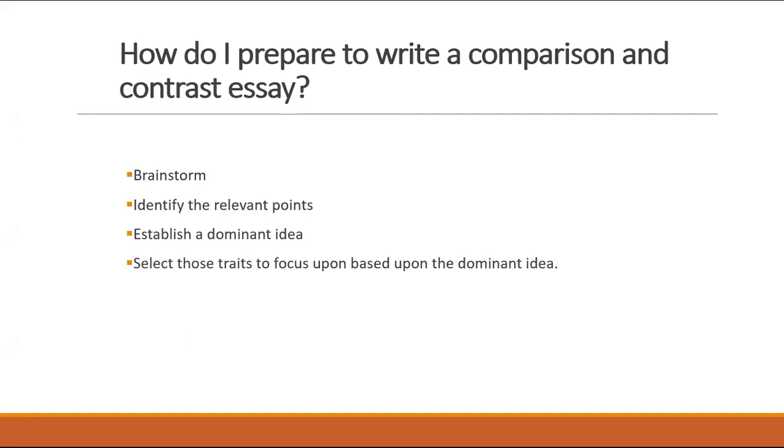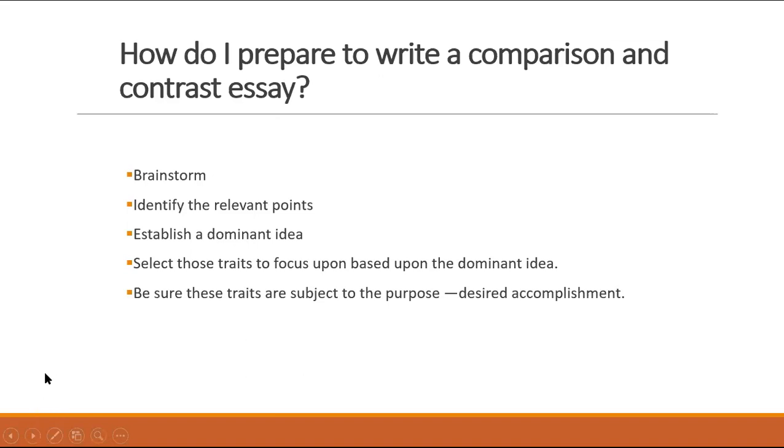Select those traits to focus upon based upon the dominant idea, right? So whichever idea you want to support, you should select the traits to go with the dominant idea. Be sure these traits are subject to the purpose or desired accomplishment, right? When we talk about traits, that means qualities or characteristics of two objects that are going to be compared. And when we want to choose them, we want to match them with our desired outcome or goal, right? So they should be in rhythm with the things that we want to accomplish.